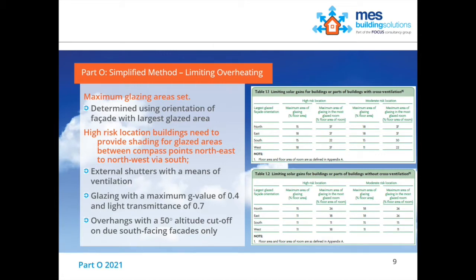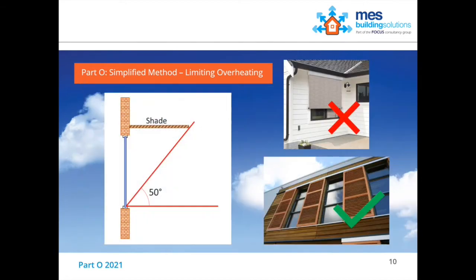And the last thing we could do, on any south facing facades, is have an overhang with a 50-degree altitude cutoff. So brise soleil, balconies above, whatever it is, it just has to cut the sun out when it's above 50 degrees from the horizontal. So that's our example of our 50-degree altitude cutoff. It has to stick out far enough that a 50-degree angle is subtended by it.